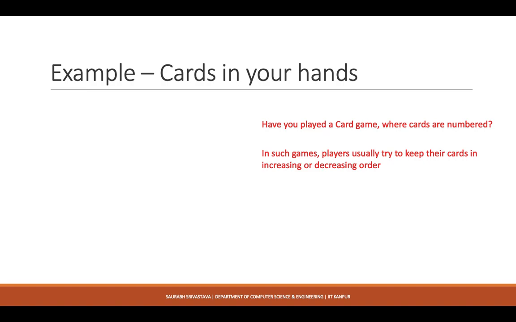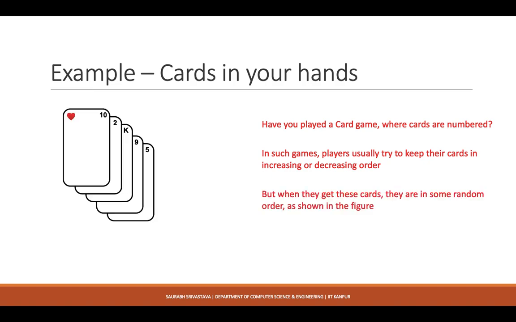So the players of these card games, normally what they do is they try to keep whatever cards they have got in a particular deal in some kind of an array, or in some kind of an order, right? So it could be the increasing order or the decreasing order. They just want to keep their cards in some particular order. It just makes your game playing more efficient. But when they actually get these cards, there is some kind of randomization involved, and they are not really in any kind of order. So it looks something like this. There is really no order here.